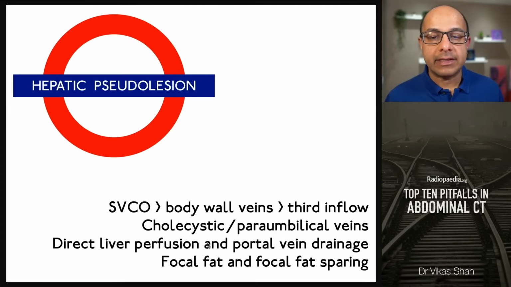The paraumbilical veins perfuse the liver in two different forms: directly into the parenchyma, but also into branches of the portal vein. And this accounts for those two different densities of enhancement in the liver in these cases. This anatomy is also responsible for focal fat infiltration and focal fat sparing, which we're going to look at in just a little while.